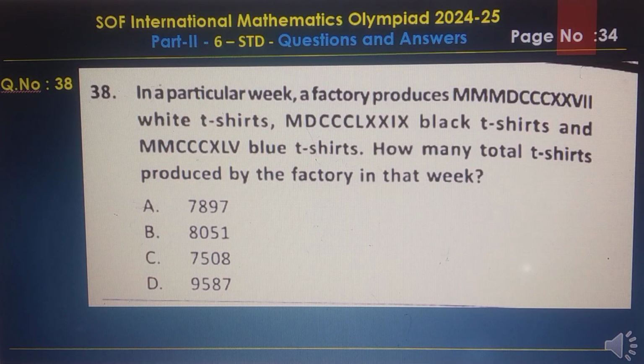Question number 38. In a particular week, a factory produces the white t-shirts with the code number mentioned here, black t-shirts and blue t-shirts. How many total t-shirts were produced by the factory in that week? Options A, B, C, D are given.